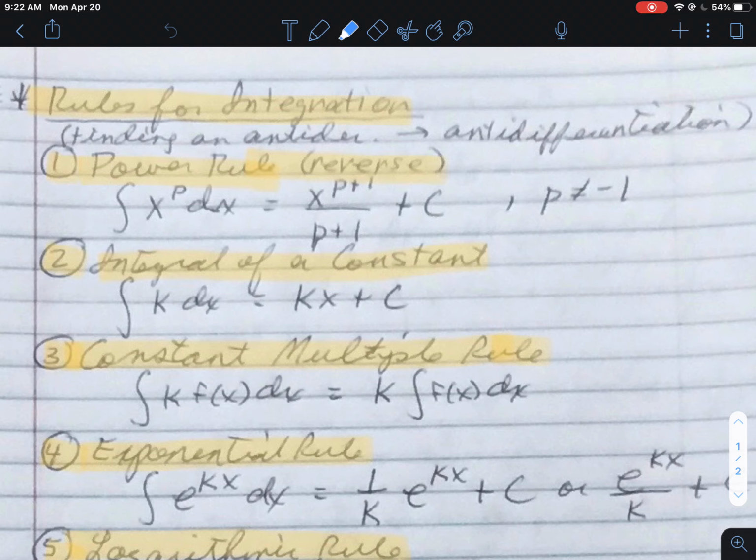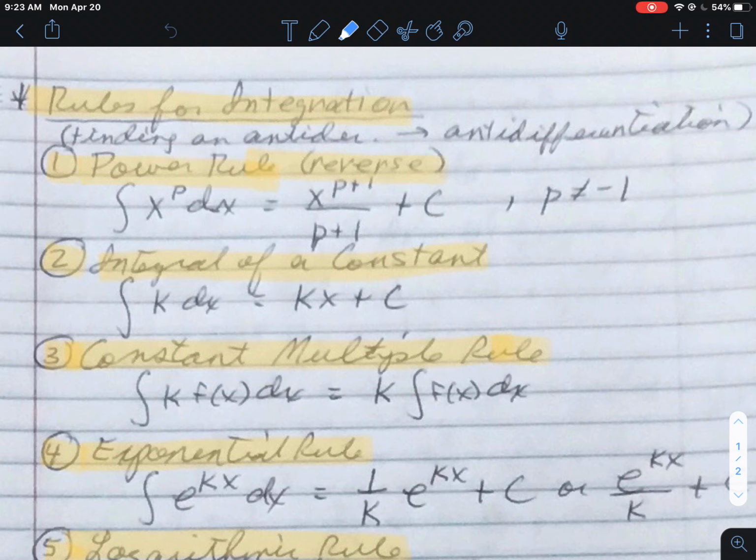Right? We're finding the antiderivative. We're finding the integral of our function. First, we've got a power rule. Remember, with differentiation, there's a power rule, a power function, x to the p, that if I differentiate, I multiply by the exponent, and then we would decrease the exponent by 1.